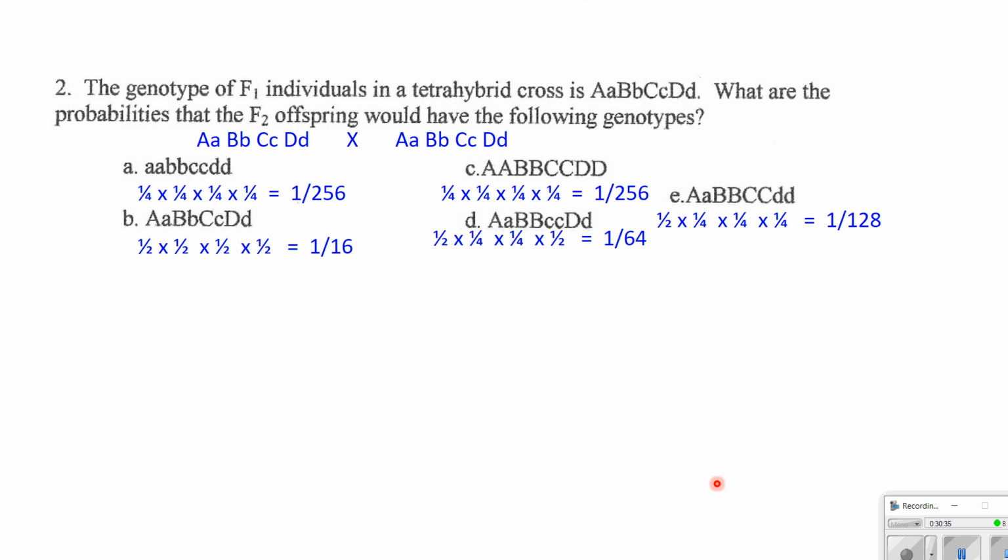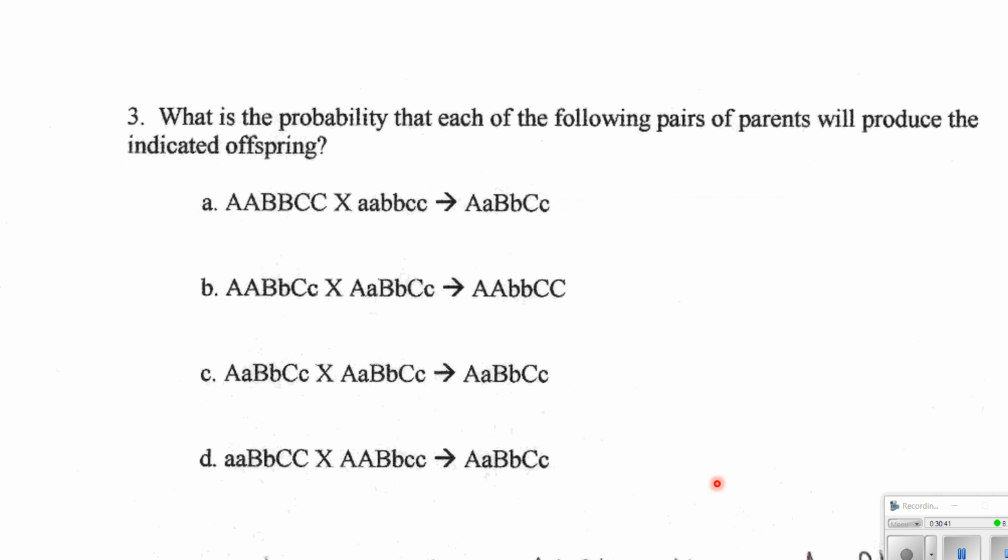Okay, so let's try a couple more. What is the probability that each of the following pairs of parents will produce the indicated offspring? In other words, here's two parents. What's the probability that they'll produce this kid? Here's two more parents. What's the probability that they'll make this kid? You do that for each of these four. Pause the video, work them out, check your answers.